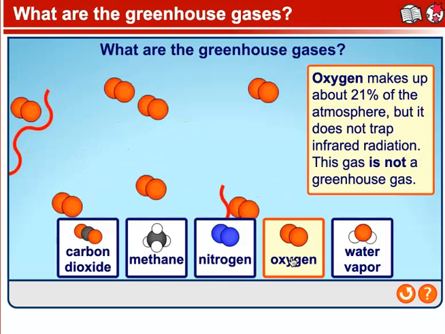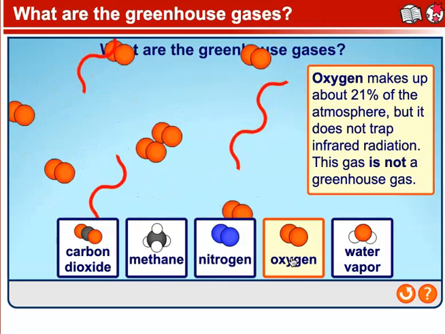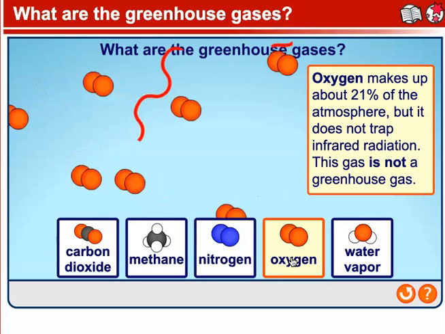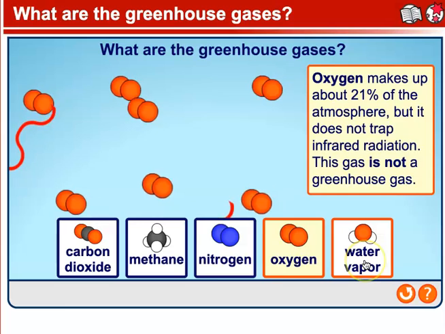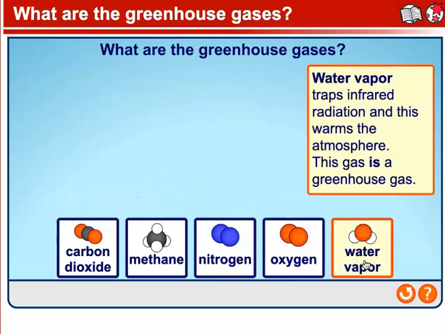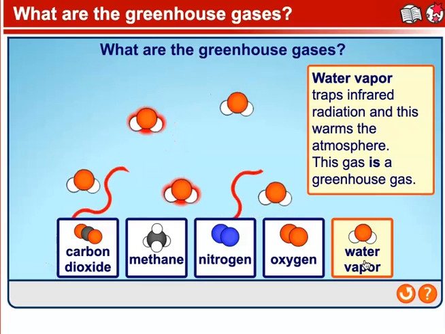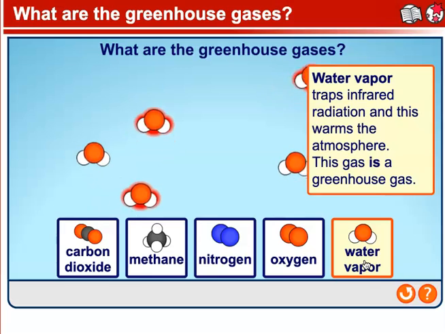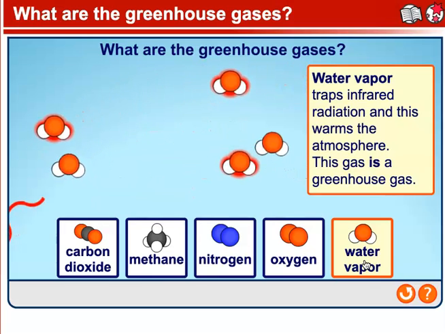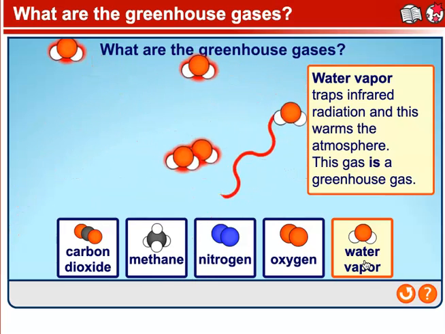Oxygen. Oxygen makes up about 21% of the atmosphere. But again, it does not trap infrared radiation, so it is not a greenhouse gas. Finally, water vapor. Water vapor does trap infrared radiation. This causes our atmosphere to warm, so water vapor is a greenhouse gas.